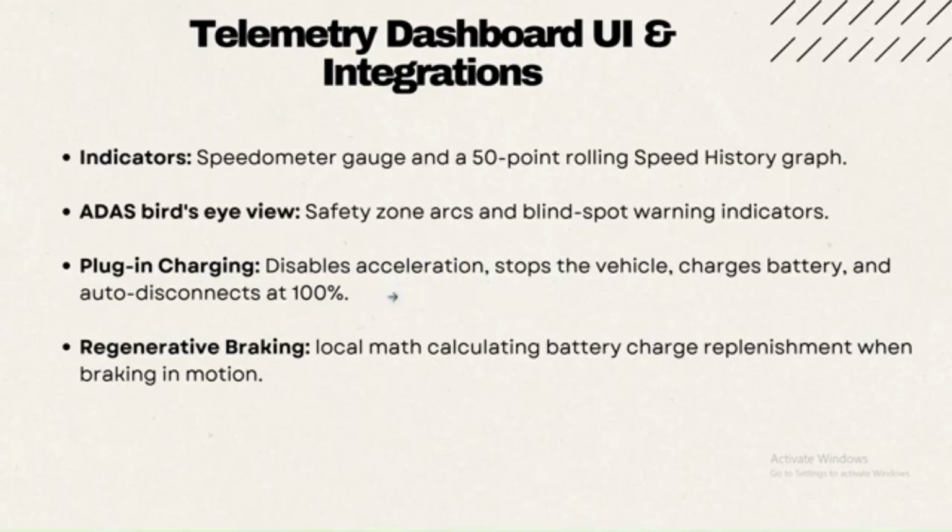And the second one would be regenerative braking. If the vehicle is in motion and the brake is applied, the dashboard calculates the local energy reclamation and charges the battery accordingly. And my Python dashboard displays the vehicle speed and torque, plotting speed on a rolling history chart, and the center ADAS bird's-eye view that draws active warning zones and blind spot blocks based on proximity data.